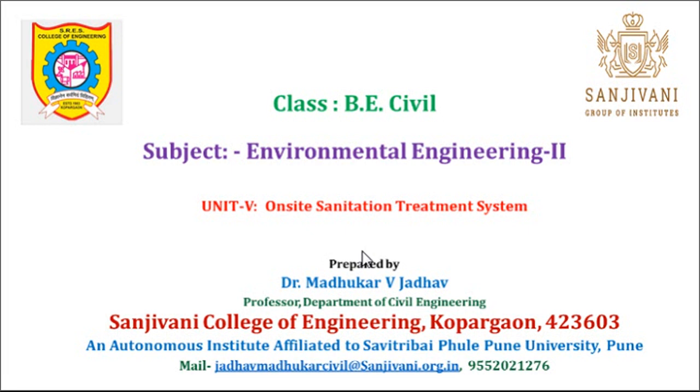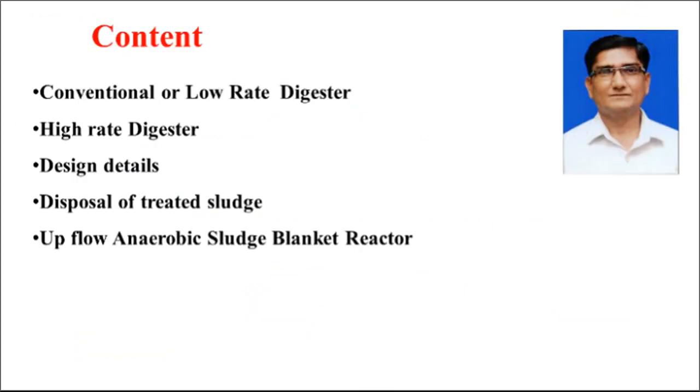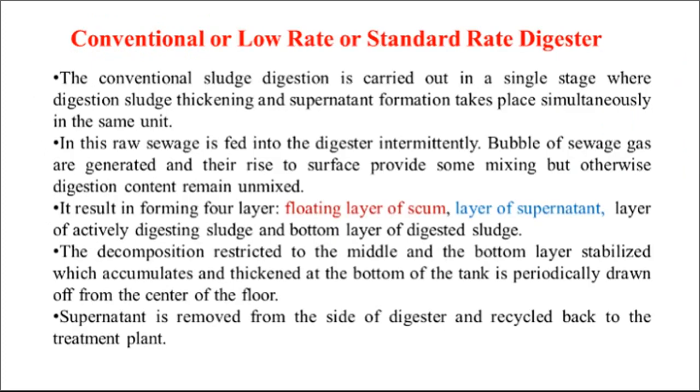In the previous lecture, we studied sludge thickening and sludge dewatering, in which we saw gravity thickeners and sludge drying beds for taking water out of the sludge. In this lecture, we are going to study the conventional digester, then the high rate digester, design details for these digesters, disposal of treated sludge, and finally upflow anaerobic sludge blanket reactors.